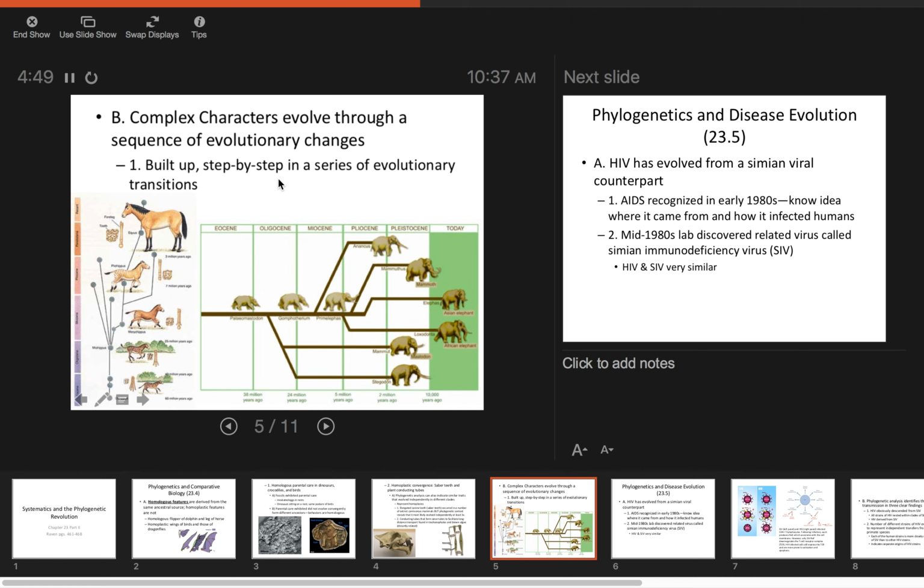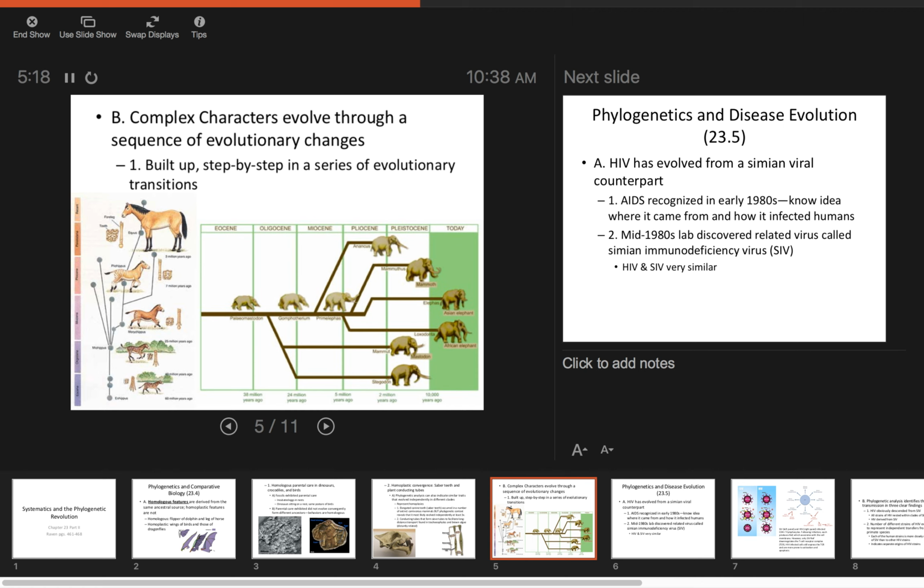Okay, complex features evolve through a sequence of evolutionary changes. A lot of times it's built up step by step. So like the horse, I told you the story about the horse, how it was small, almost dog-like in shape, lived more in a forested jungle region, and then as its environment changed to more open grasslands, their legs elongated, toe numbers were reduced, and teeth became flatter to adapt to its environment.